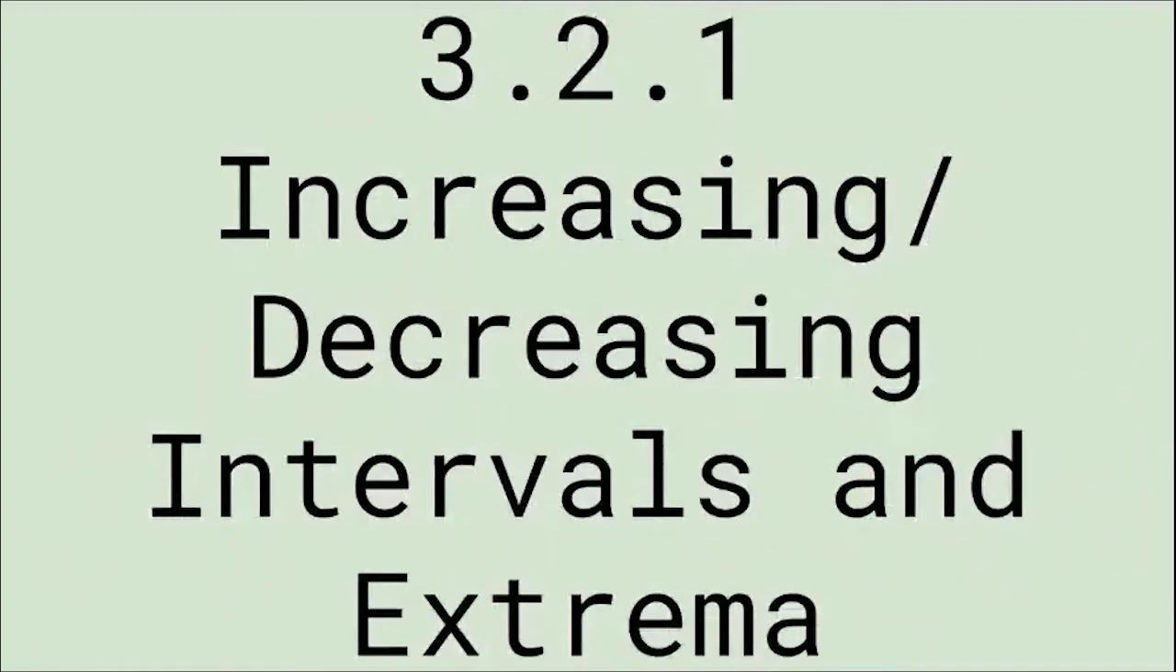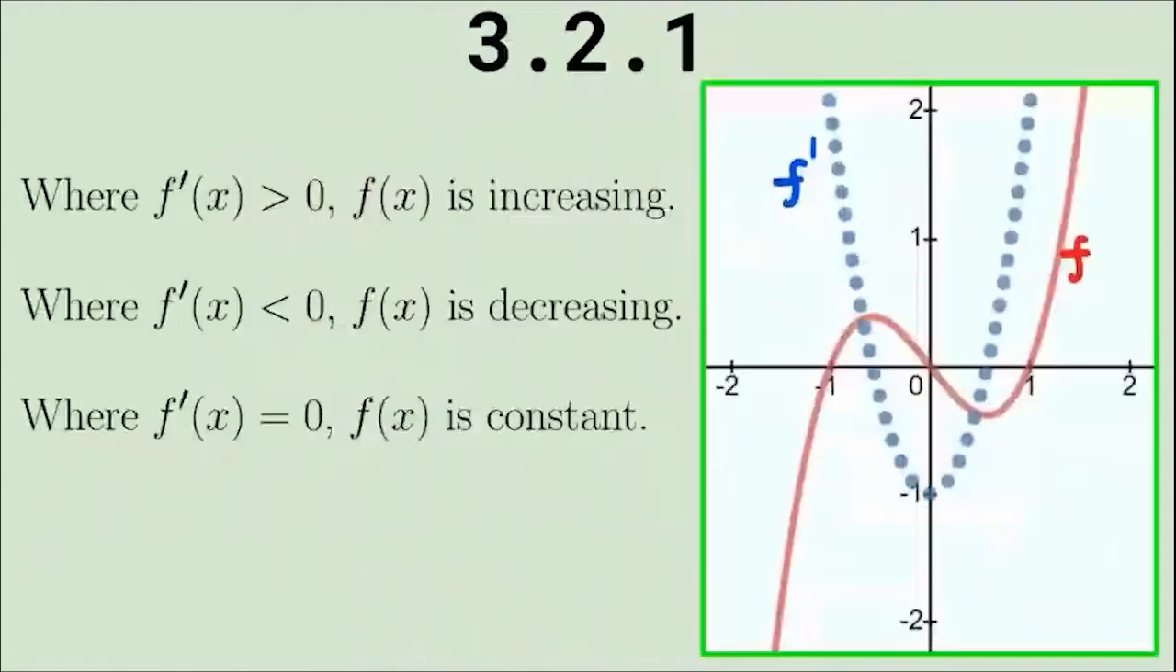So 3, 2, 1 is all about increasing, decreasing intervals and extrema. Increasing and decreasing is based off the derivative. If the derivative is positive, f is increasing. If you notice, it says the derivative is positive, and this says just f, not f prime. Okay, if the derivative is negative, f is decreasing. If the derivative is equal to 0 at any point, the original function is constant.